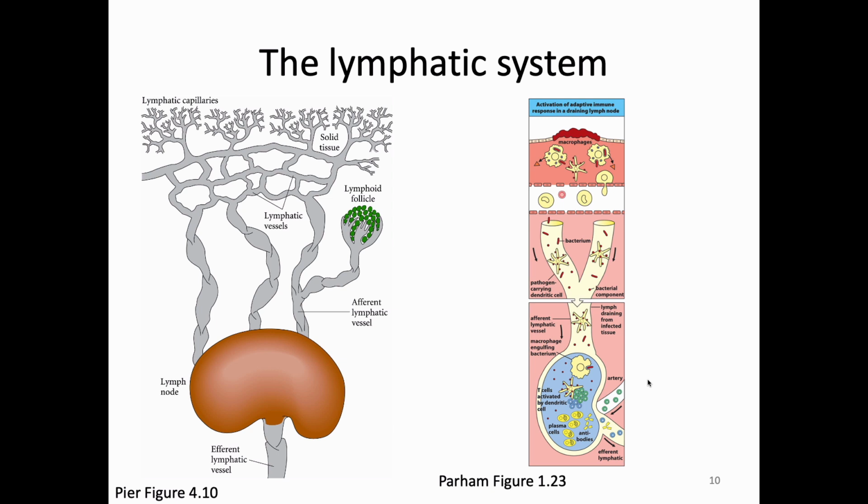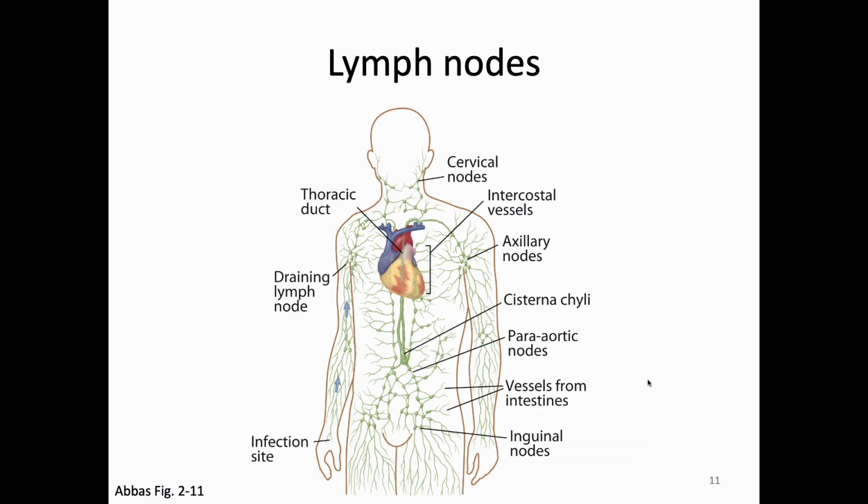And so the major thing that people think about for secondary lymphoid organs are these lymph nodes. You have lymph nodes throughout your body, acting as surveillance systems throughout your body for some of these different cells.